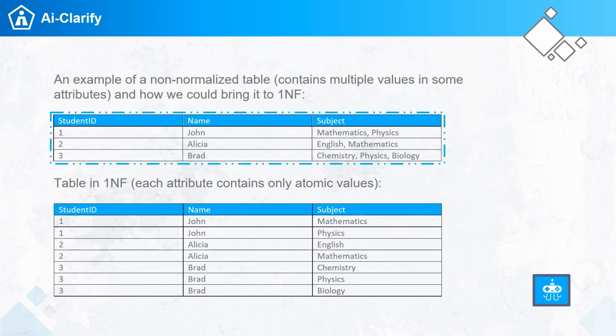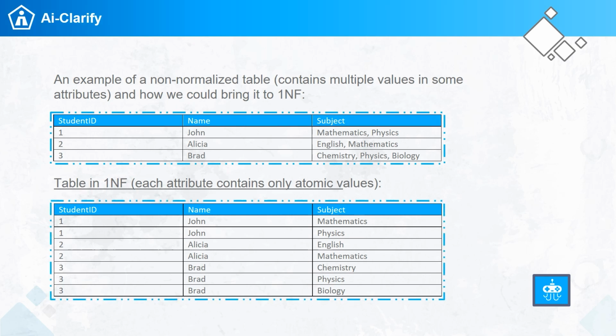We see that the table is a mixture of student names and subjects they are attending, and also contains multiple values in some attributes, so the column subject contains multiple values like mathematics, physics, and so on. If we apply the first normal form rule, and split values from the column subject so that each attribute contains only atomic values, that is, the attribute cannot be split further, we would bring the table to 1NF, or first normal form. Here we see that every subject is in its own row and each attribute contains only atomic values. This means that the table is in 1NF.